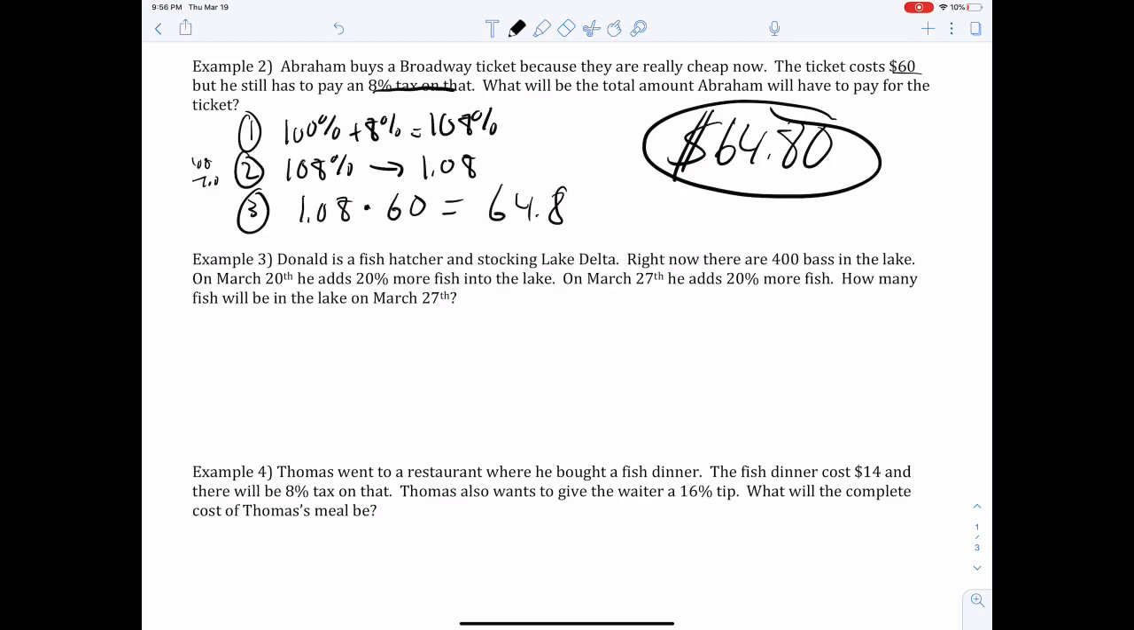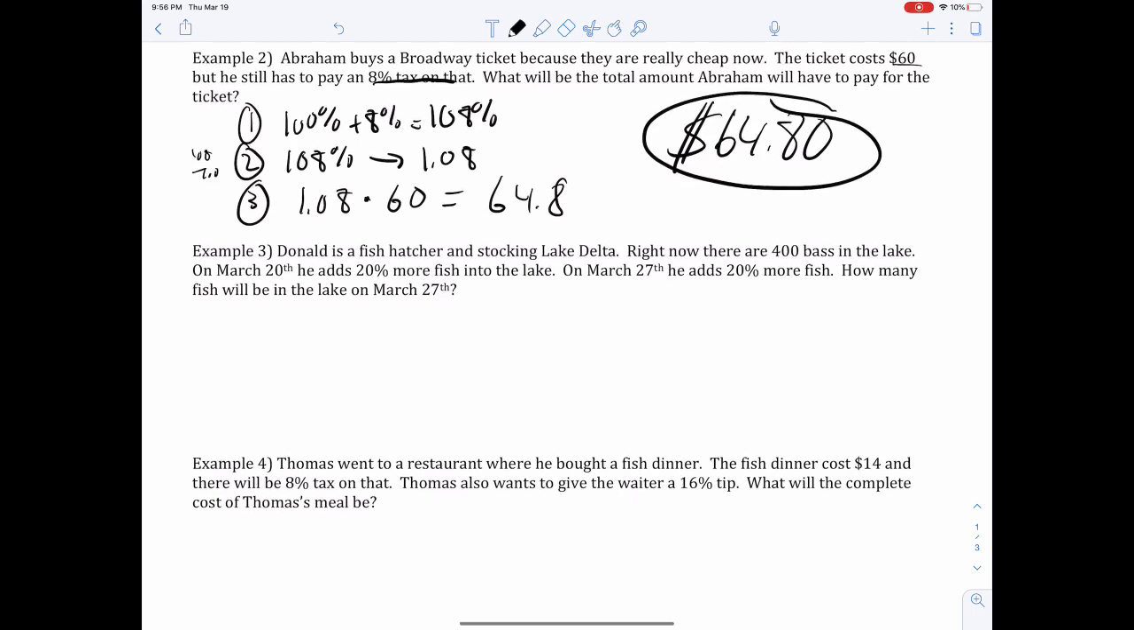On March 20th, today, he adds 20% more fish into the lake. March 20th is important, but we'll keep that in mind as we go through the question. March 27th, he has 20% more fish. So he's going to do that 20% again. How many fish will it be on March 27th?